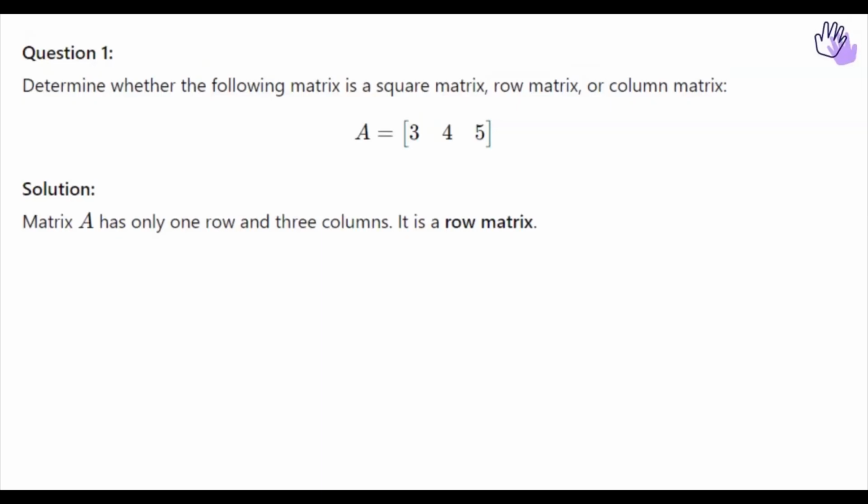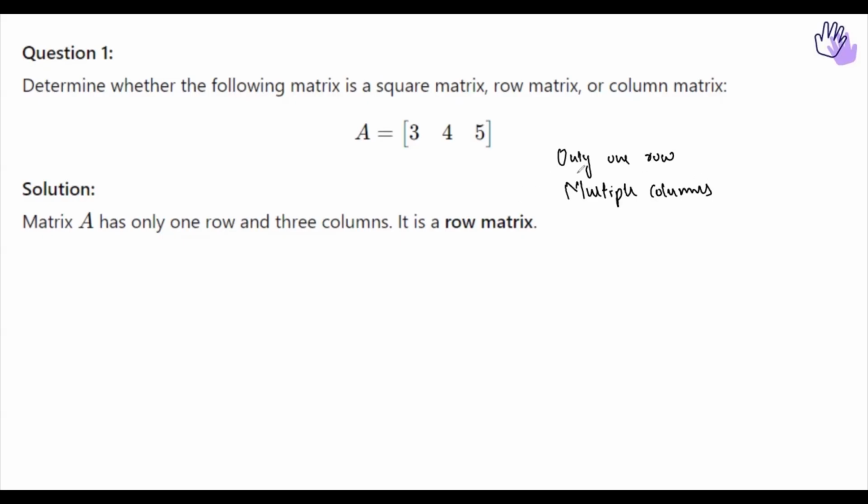So this is the first problem. Determine whether the following matrix is a square matrix or row matrix or column matrix. That is the question. So you can see the matrix that has been given, that is 3, 4, 5. Okay, so we know that, as we can see, there is only one row and multiple columns, right?